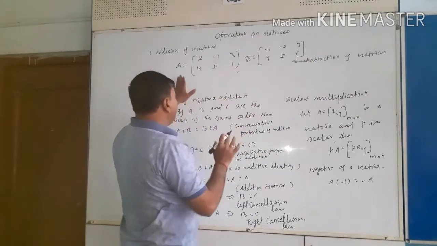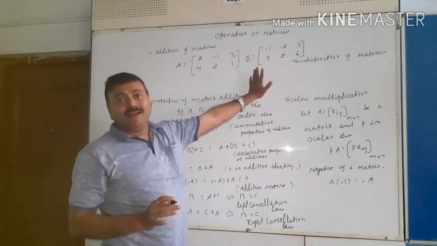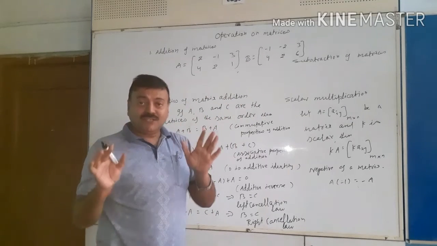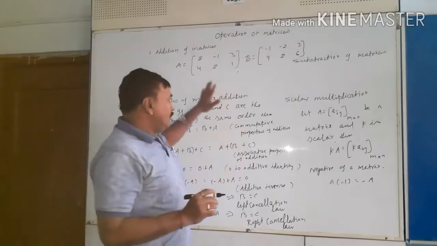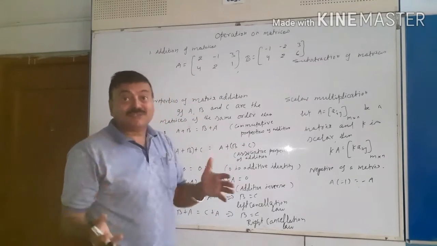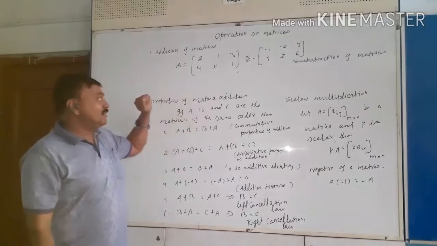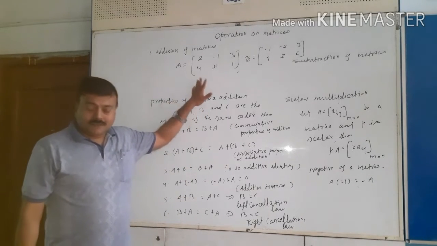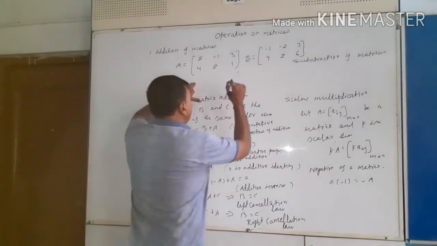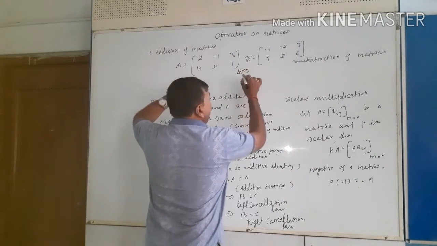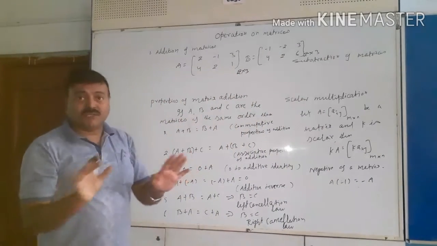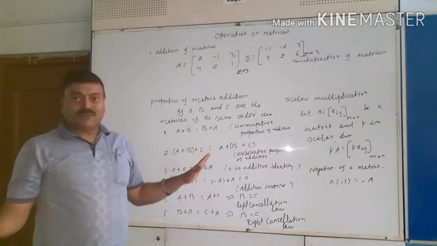Here the order of A and the order of B are the same. If the order is different, then addition is not possible. So the necessary and sufficient condition for addition is that both matrices must be of the same order. Here A is 2 by 3 and B is also 2 by 3. Then addition is possible. Otherwise, addition is not possible.